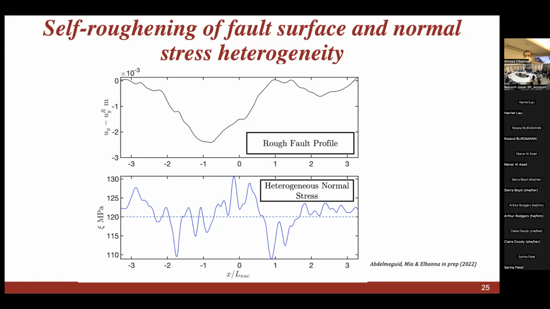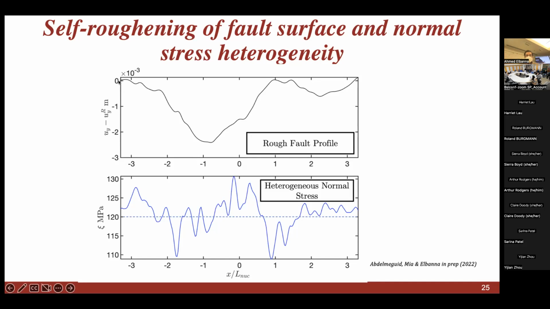Another thing that was really surprising for us, mainly because of the inelasticity of the bulk: if you ran a simulation in a linear elastic material on this strike slip fault, you would expect that the normal stress would not change on that fault. It's a nodal plane. And you would expect the fault just to rotate and not develop undulations. But in this case, we actually observe two things.